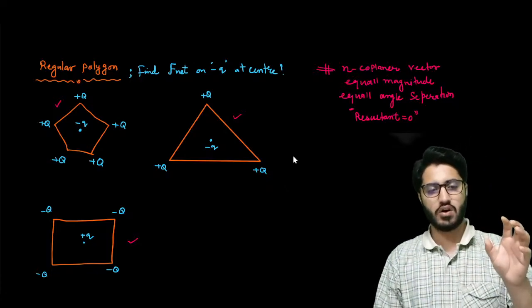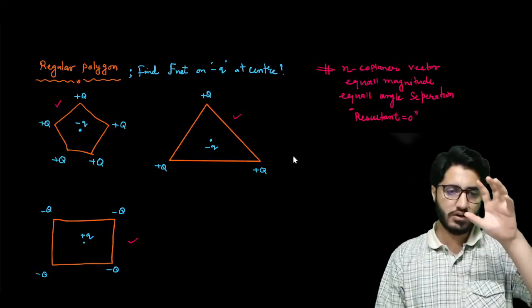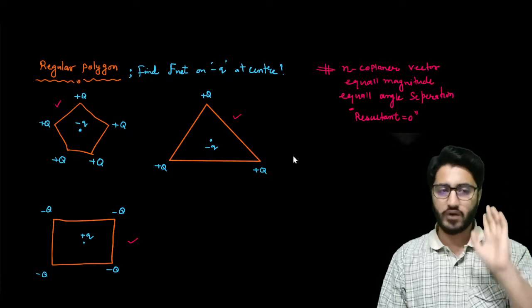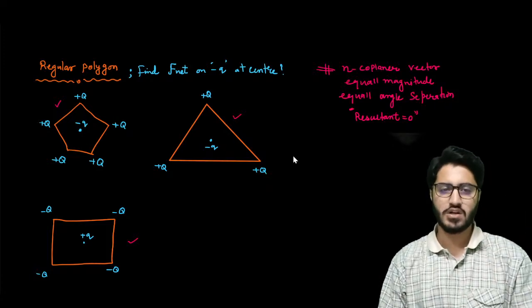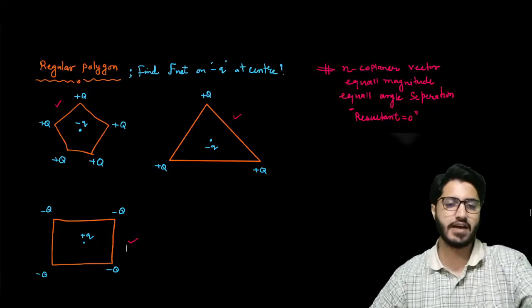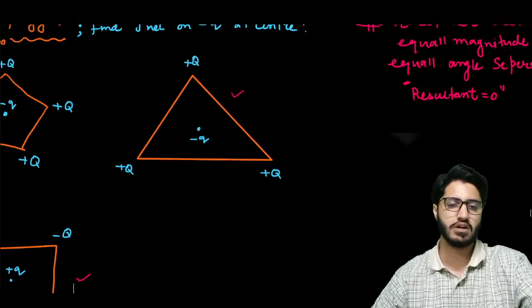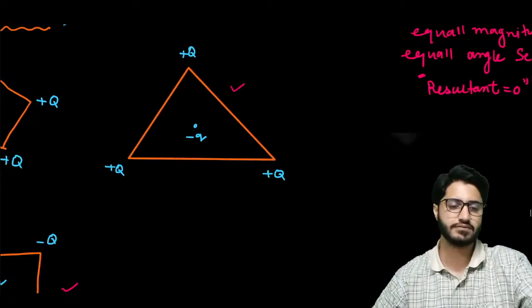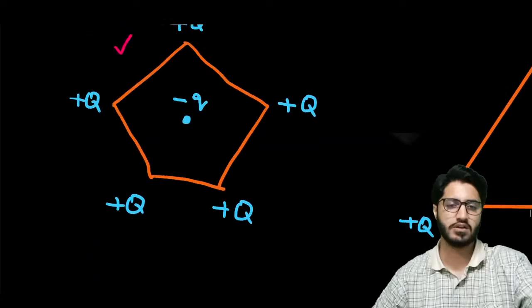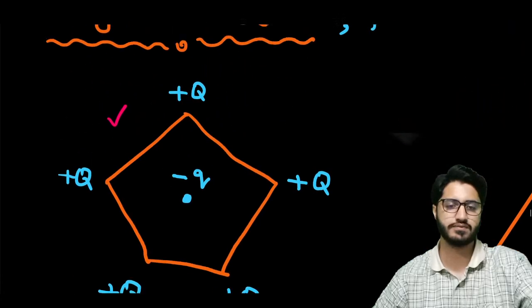And at their vertices, we have one charge each. So what will happen? Look, you can look now. I will zoom it for better understanding. This particular figure I will zoom.